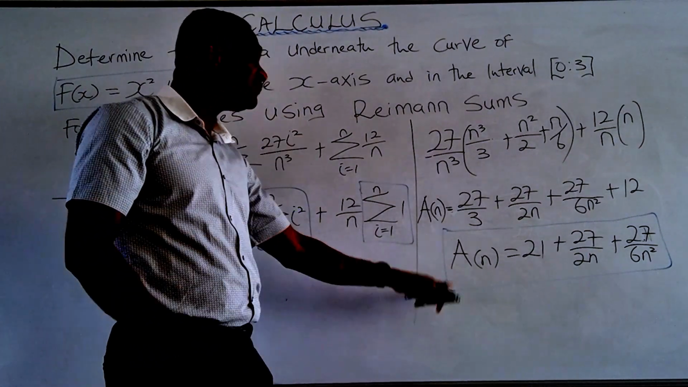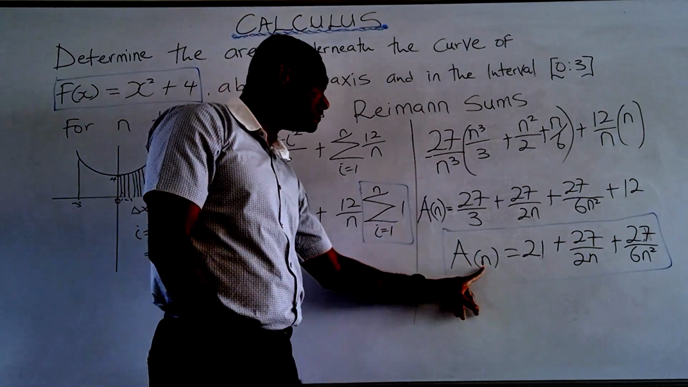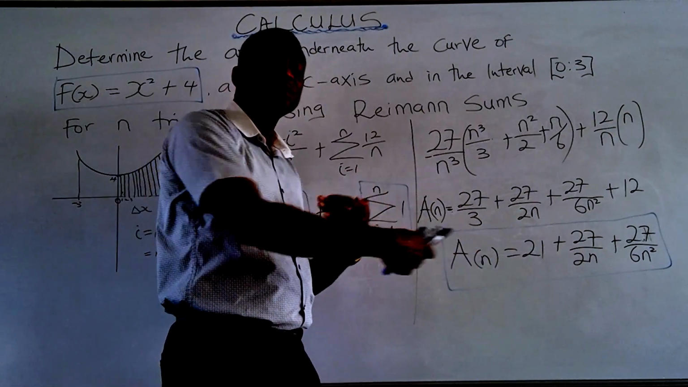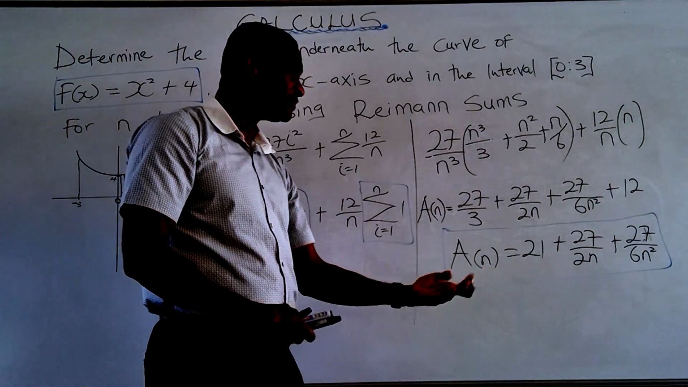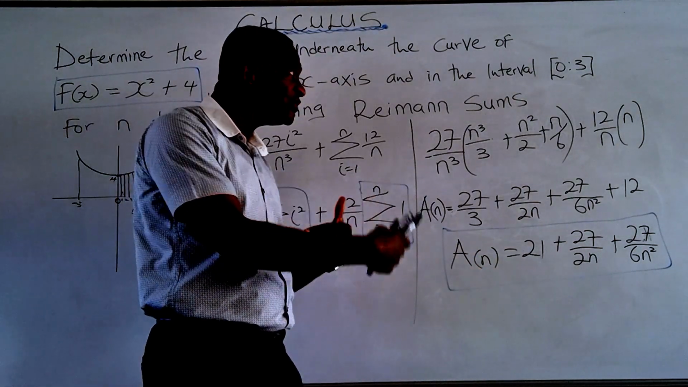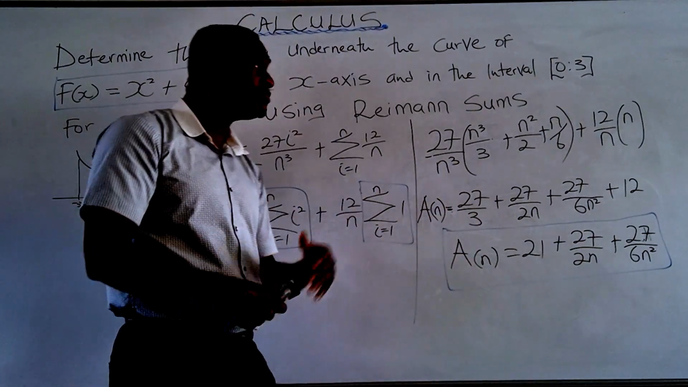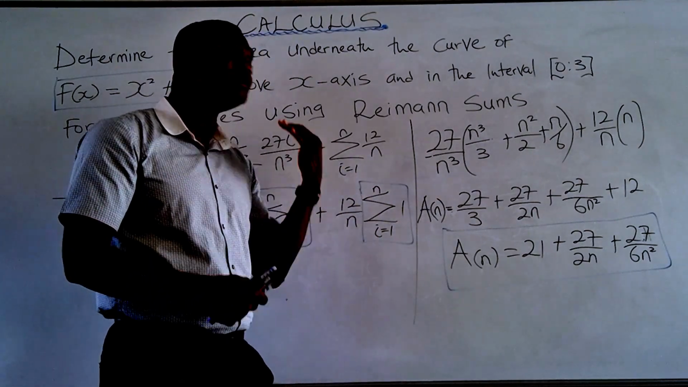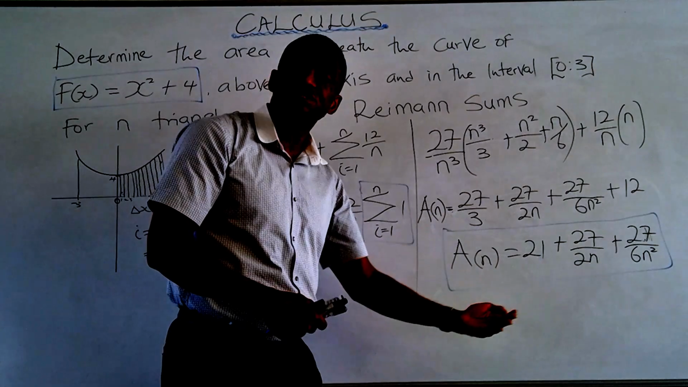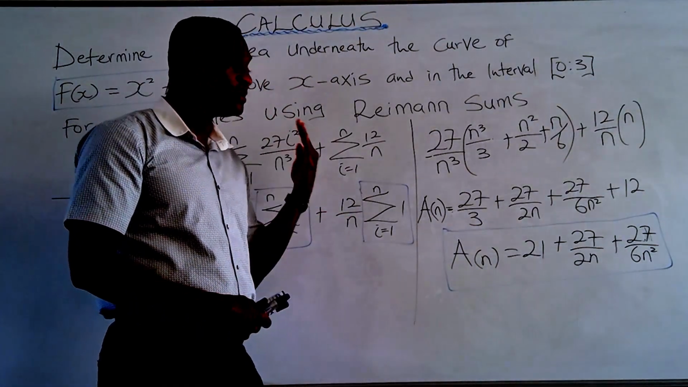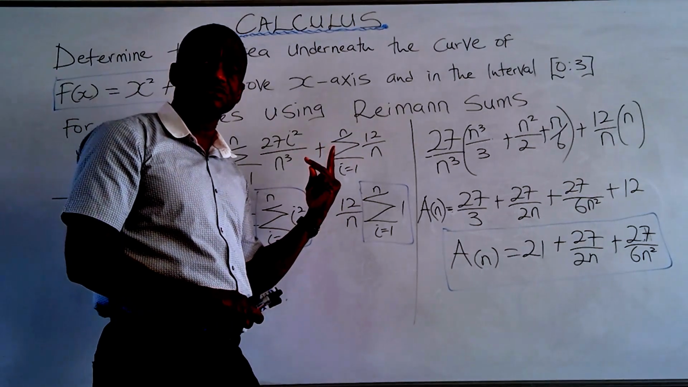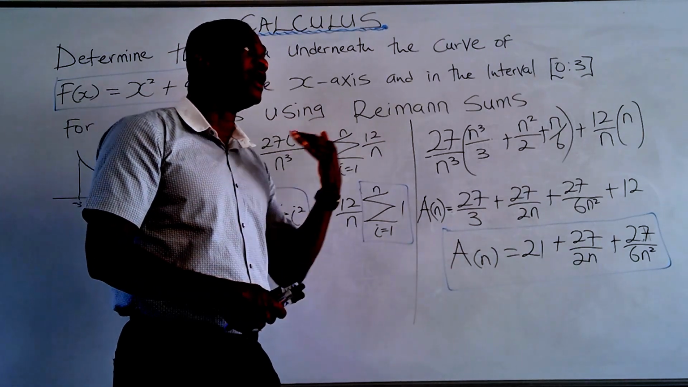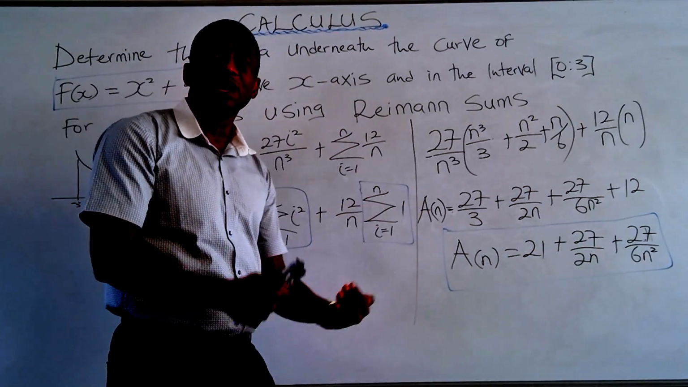So what we do here is, if they're asking for 10 rectangles, we replace n with 10 and use it to check the margin of error based on what we have gotten from the exact value. If they are asking for 50 rectangles, if you continue to check, you will see that as you increase the number of rectangles, you are also getting closer to the actual area, which we used integration to get previously. So as you continue to increase the number of rectangles, your margin of error becomes smaller and smaller and smaller.